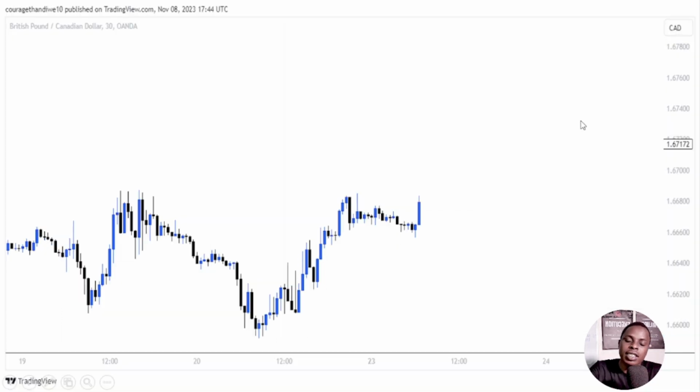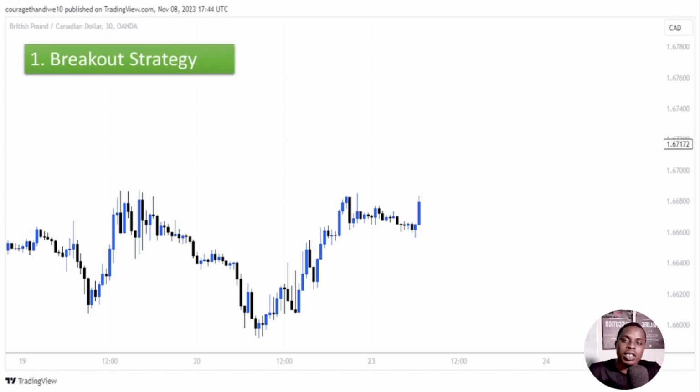So the first strategy that you can use in the market is the breakout strategy. So what is the breakout strategy? A breakout strategy is a strategy that is very common, and it is used when you want to take advantage of a breakout in the market and you want to follow the trend. So let me show you how it works.